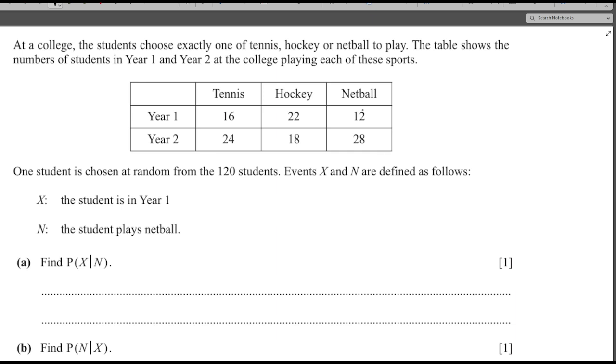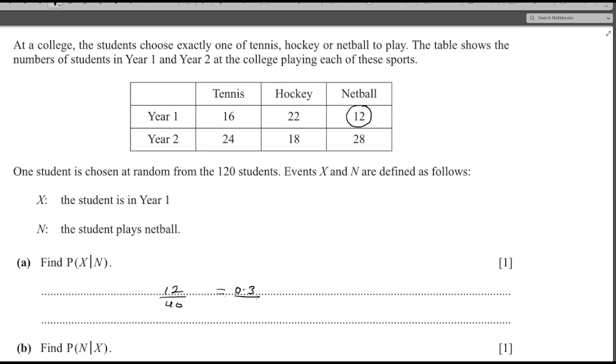Now you can see that I have a total of 40 netball students. So I know that my selection is out of 40 students only. Now what I have to find is the student in year 1 playing netball. Out of these 40 students, there are 12 such students. So here I will say that the probability of X given N is 12 divided by 40. 12 divided by 40, in decimal, is 0.3.